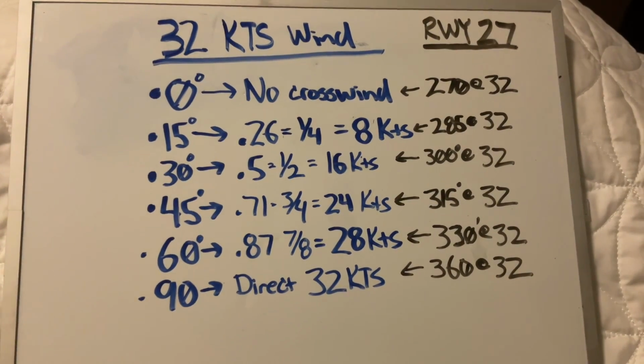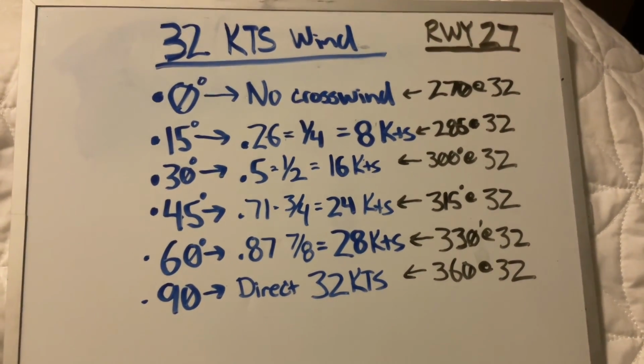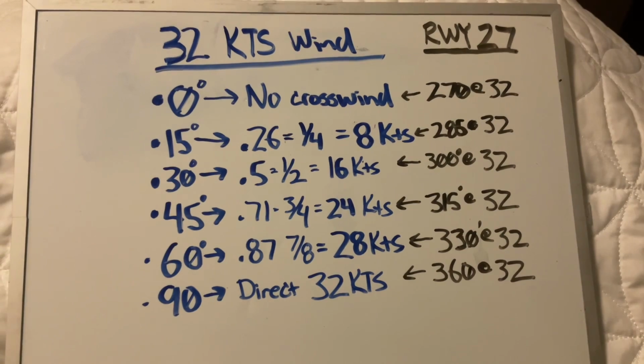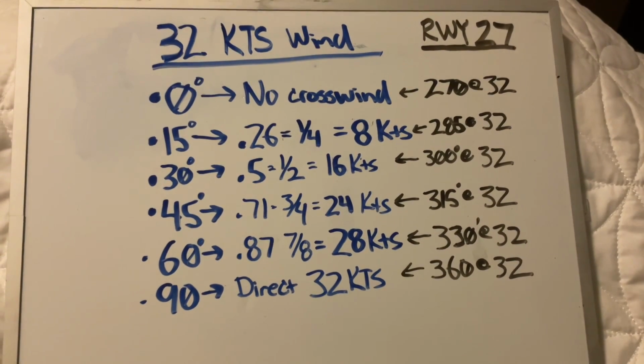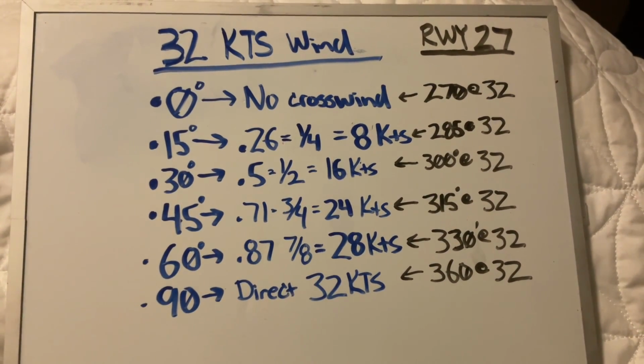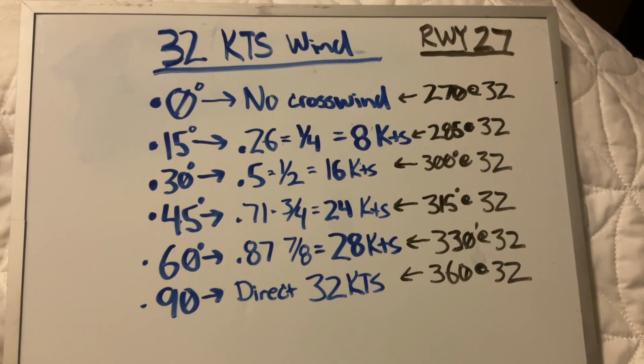There is no crosswind at all. If the wind was reported at 285 at 32, then that's 15 degrees off a heading, and we use 0.26. We'll just call that 1/4. So 1/4 of 32 is 8 knots.